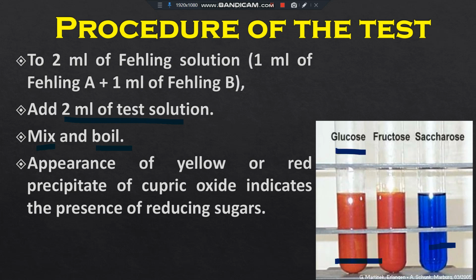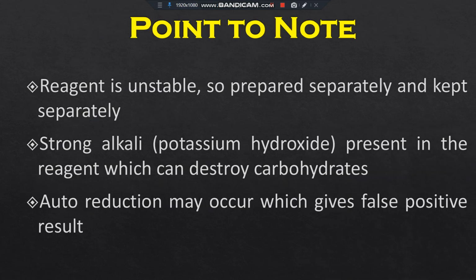Like we are seeing here, glucose and fructose give a positive test because glucose has an aldehyde, so it is positive. Fructose has an alpha hydroxy ketone, so that is why it is positive. Sucrose, a non-reducing sugar, gives a negative result.